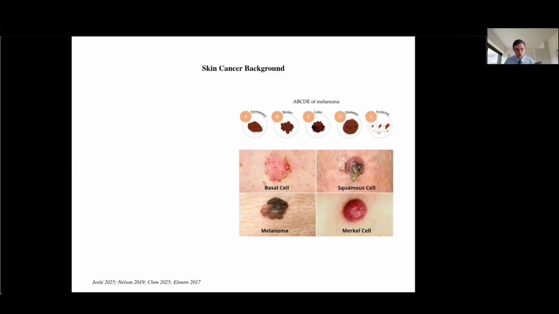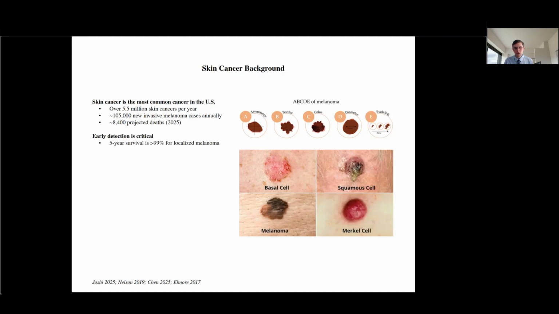So a little bit of history or a little bit of clinical background. Skin cancer is the most common cancer in the United States. There's over 5.5 million skin cancer cases per year. And there's approximately 105,000 newly invasive melanoma cases annually. The annual projected death is around 8,400 in 2025.